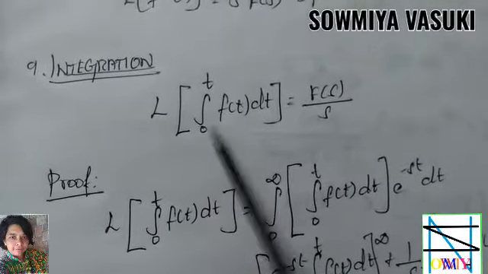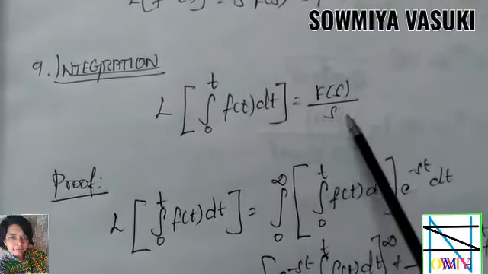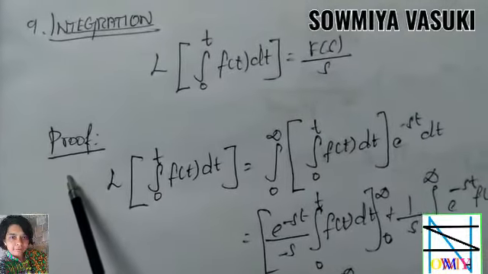Integration. L of the integral from 0 to t of f(t) dt is equal to F(s) divided by s. So let's see the proof.